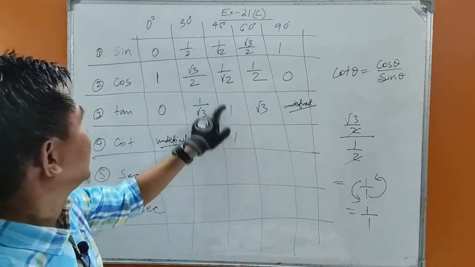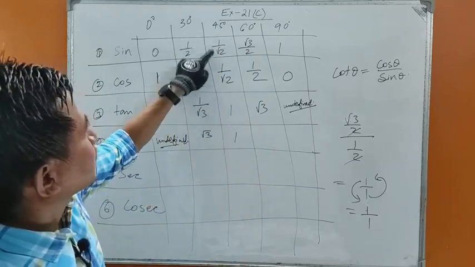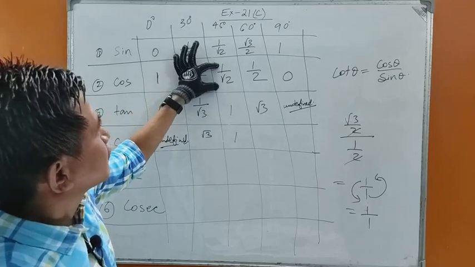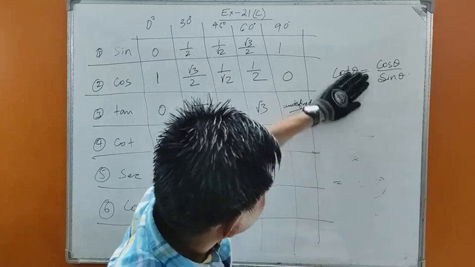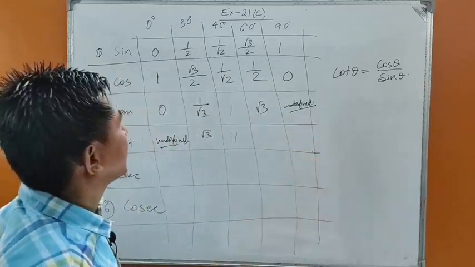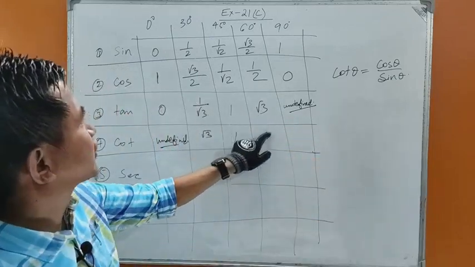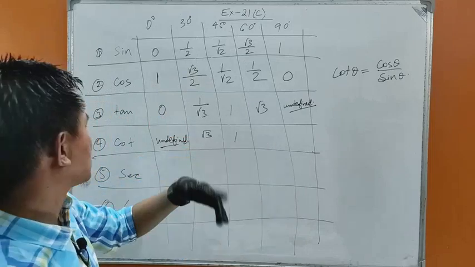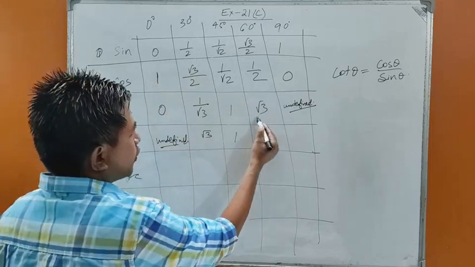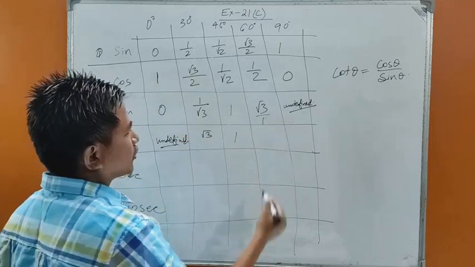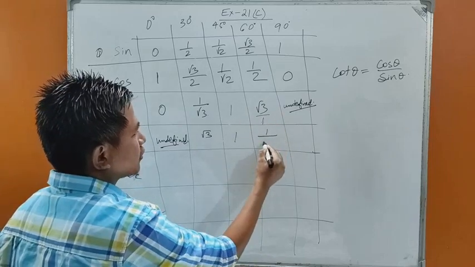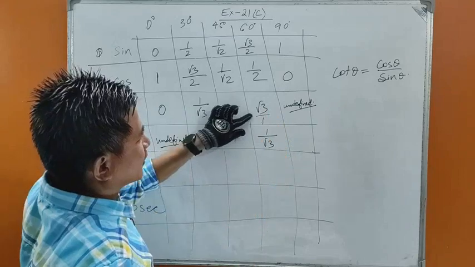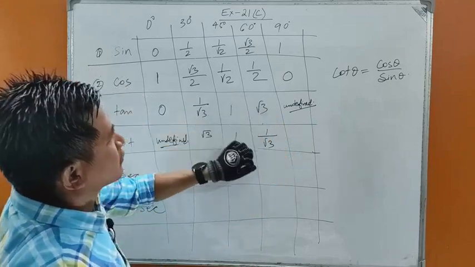Let's check from here. Cot 45 degree, 1 by root 2 upon 1 by root 2. 1 by root 2 divided by 1 by root 2 gives us 1. So no need to check. Now let us move on to the next one. Cot 60 degree. Cot 60 means just the opposite of tan, isn't it? Here we have root 3, which means there is 1 in the denominator. So this 1 goes to the numerator and this root 3 comes down to the denominator. Okay. So 1 by root 3.